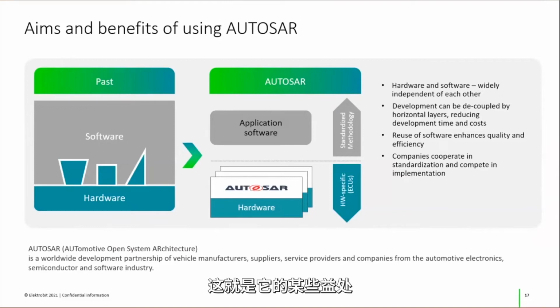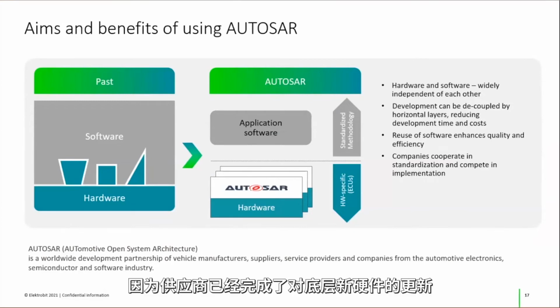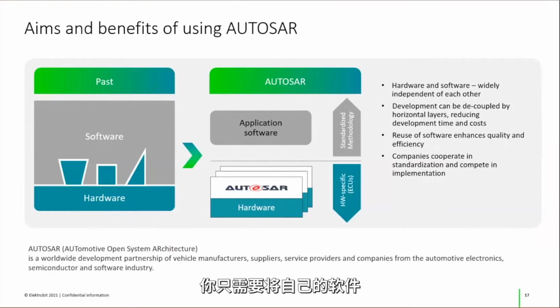This has some nice benefits, because you can now switch to another hardware, and all you need to do is update that AUTOSAR layer. And if you buy this from a supplier, you actually don't have to do anything yourself, because the supplier already had done the adaptation to the new hardware underneath, and you need to integrate your software on top of the updated AUTOSAR layer. So this means that you can efficiently reuse your software for different projects on different updated hardware controllers. And of course, this saves you costs.